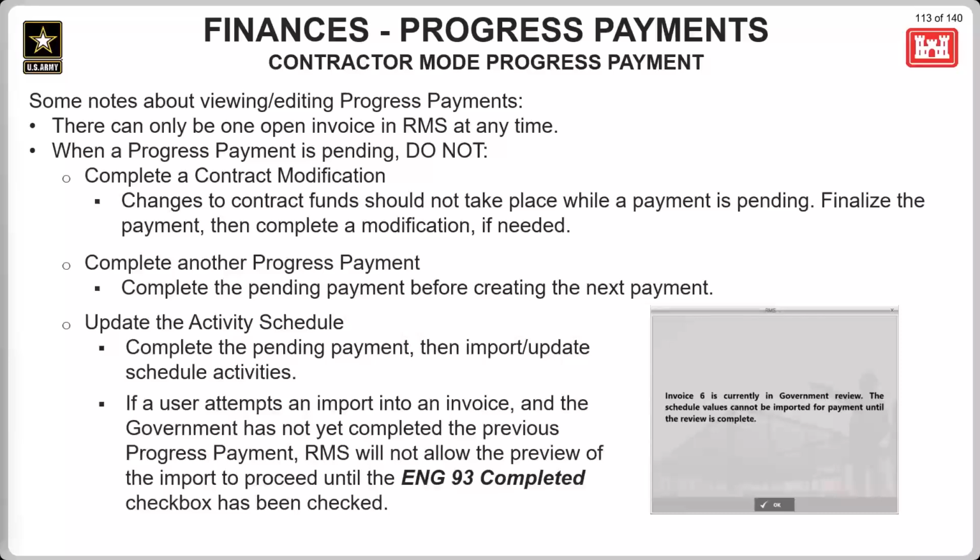All right, and we do have some notes here about viewing and editing progress payments. First things first, there can only be one open invoice in a contract at any time. When a progress payment is pending, the contractor or the government should not be completing a contract modification, completing another progress payment, or updating the activity schedule. These could have negative results on future payments or future schedule imports as well.